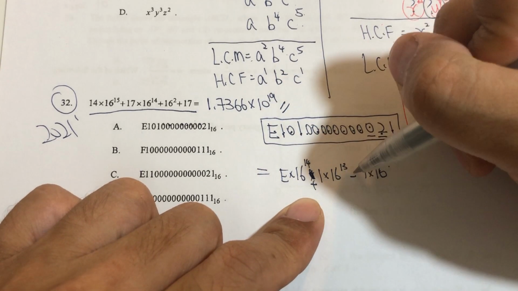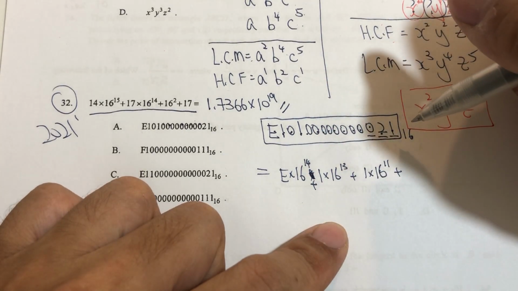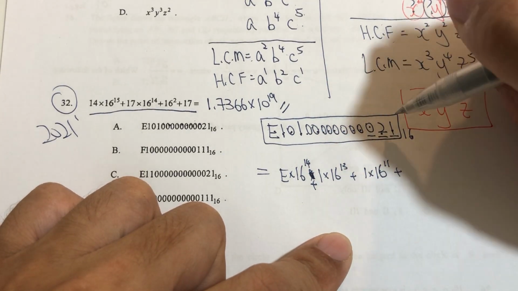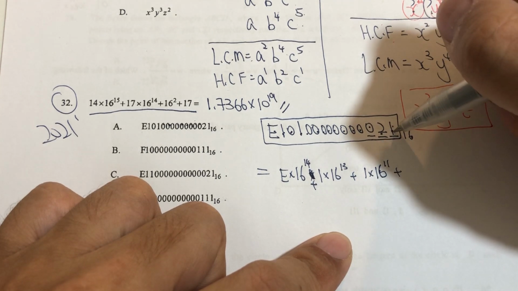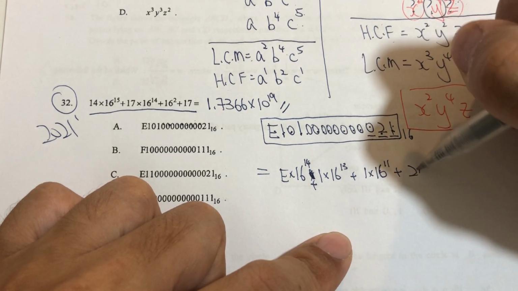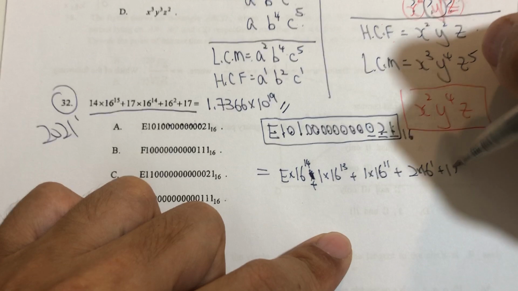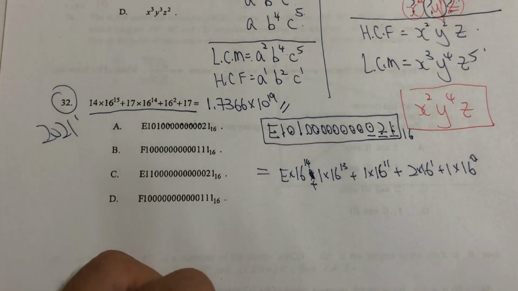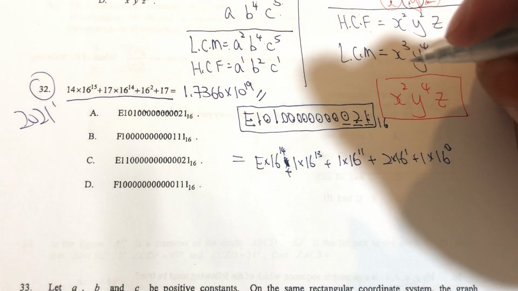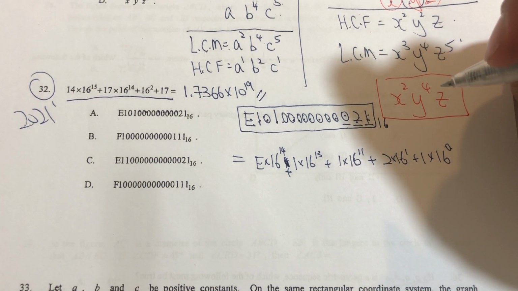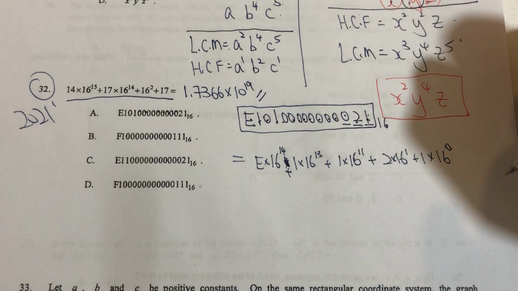Plus. Okay? So don't forget these two, 16 to the power of 0 and 16 to the power of 1. Okay. So this is the expanded form.